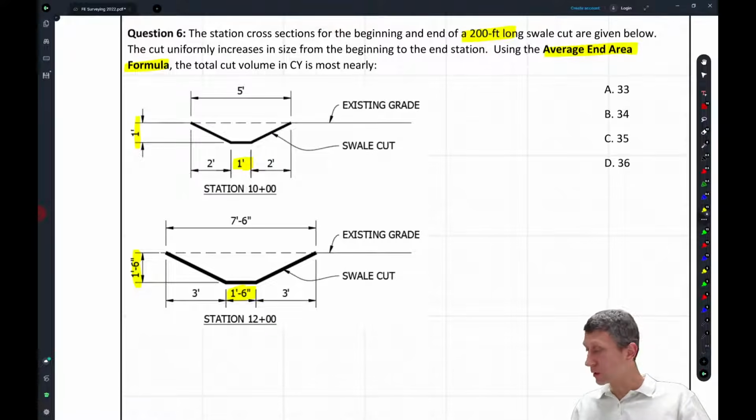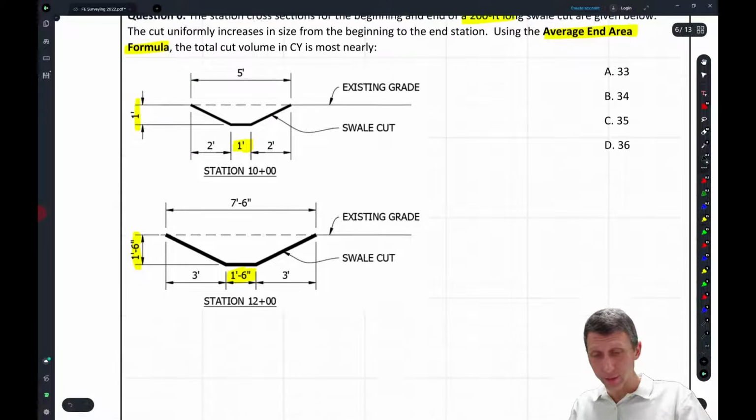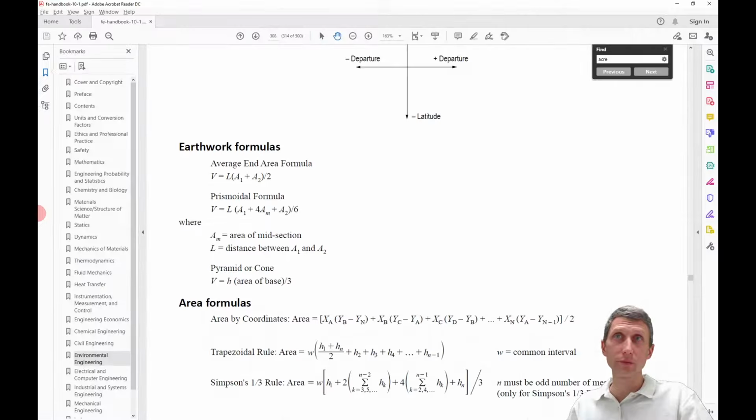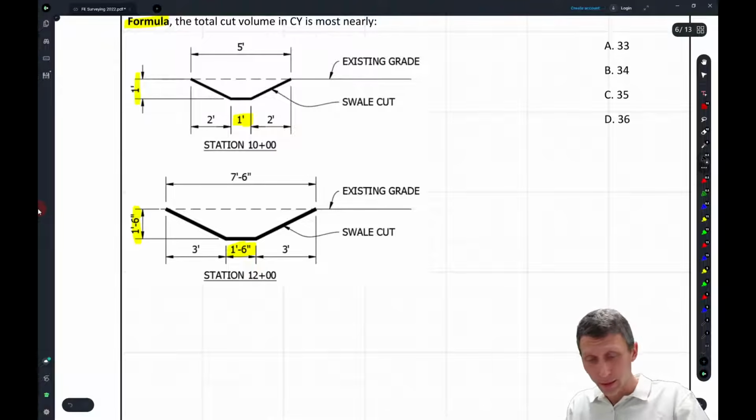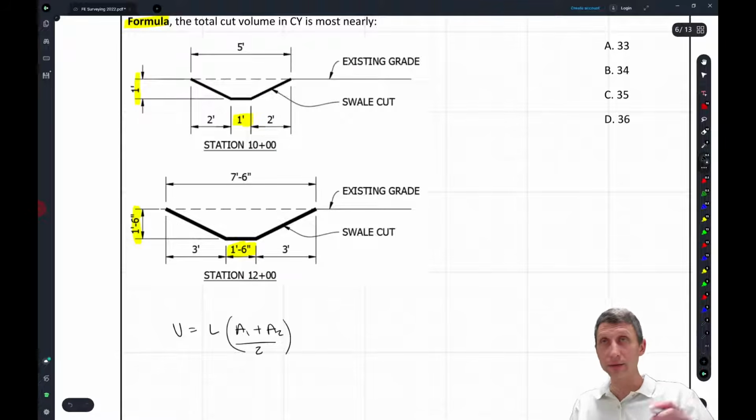So what are we going to do? Let's take a look at the formula. What's the formula say? It says the length times A1 plus A2 over 2. So really a basic formula here. Basically the volume equals the length times A1 plus A2 over 2. So we're just taking the average of the end areas.